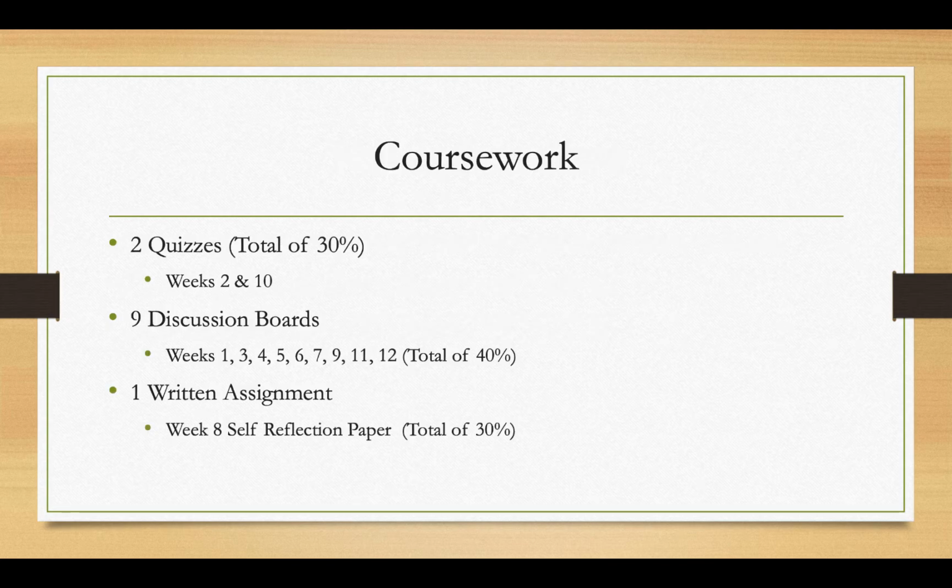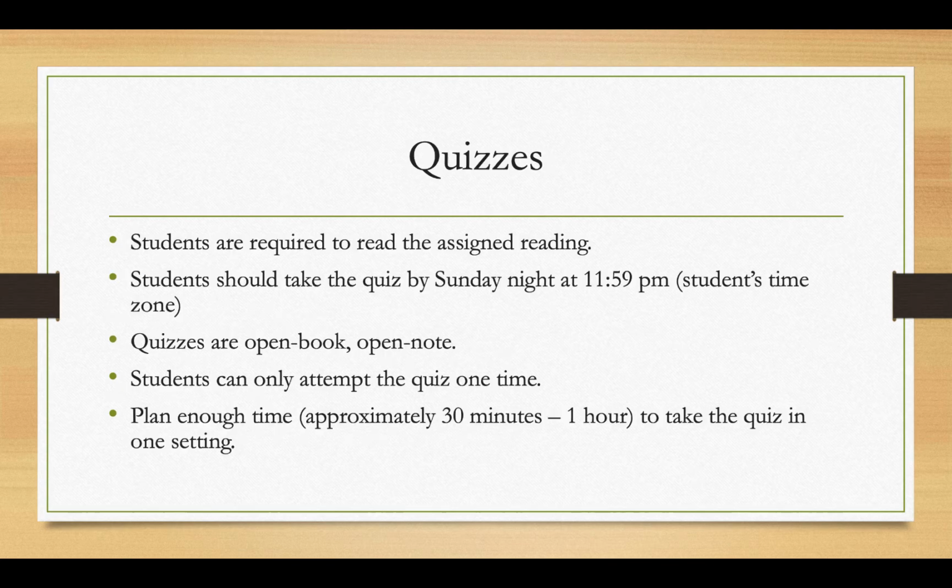The coursework for this course includes 2 quizzes, which total 30% of the grade. Those quizzes are in weeks 2 and week 10. There are 9 discussion board posts, and that totals about 40% of your grade. And then there is 1 written assignment, which is in week 8, and it's the self-reflection paper and is worth 30% of your total grade.